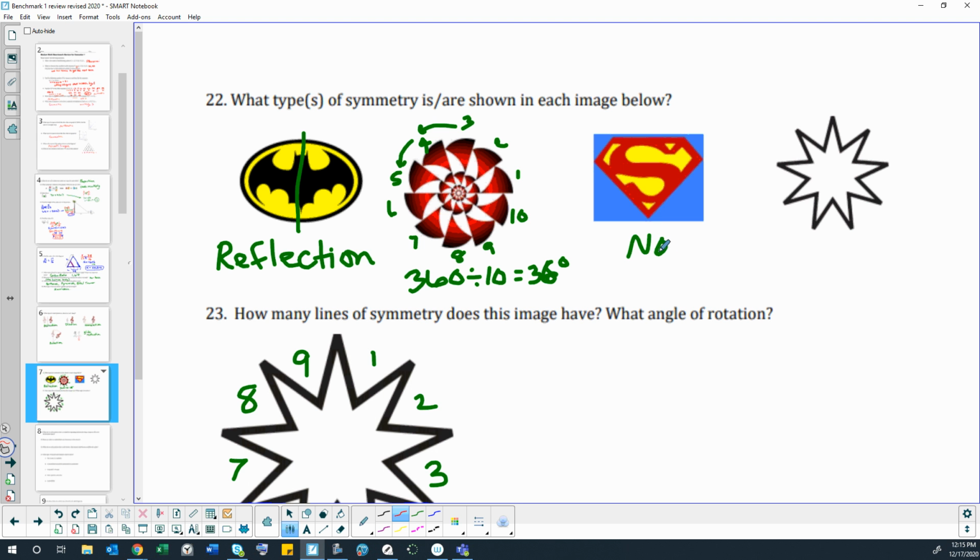Superman sadly has no symmetry, even though an S can be symmetric when you turn it upside down if it's drawn right, but not this one. And then this one has both reflection and rotation.